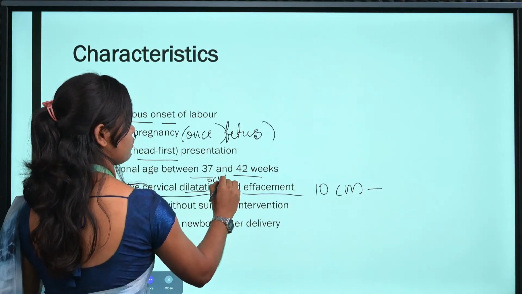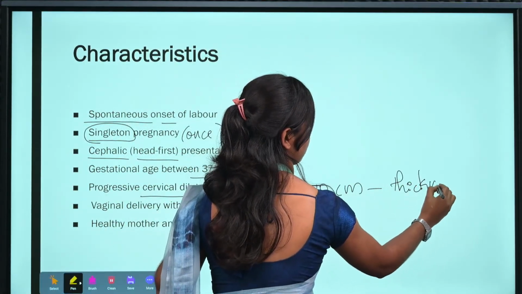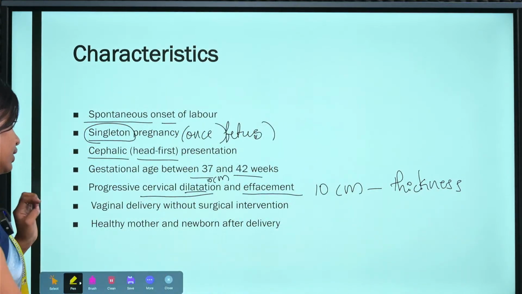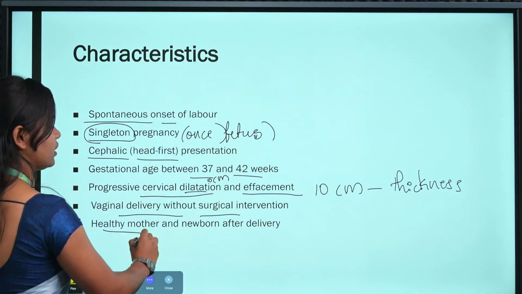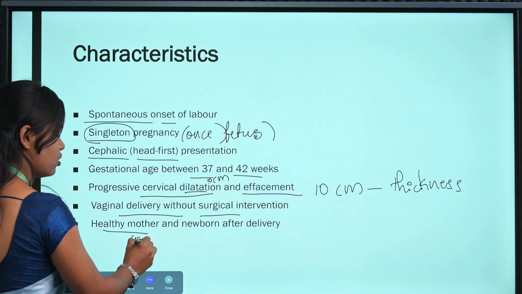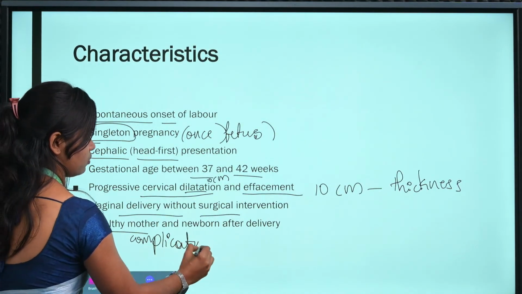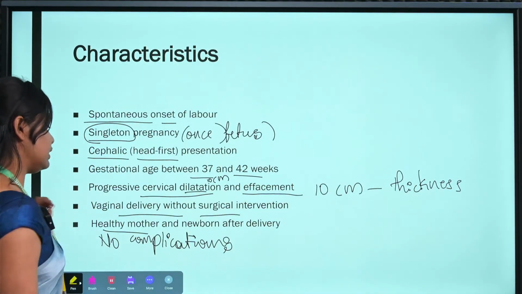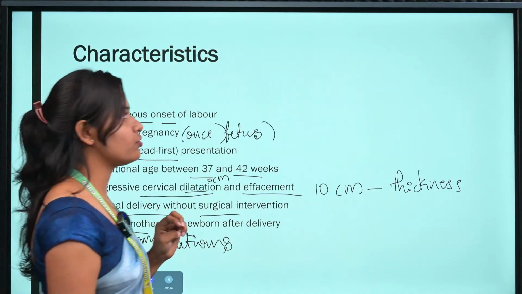Then the thickness of the cervix should be reduced in the normal labor. Next, vaginal delivery without any surgical intervention. Then a healthy mother, with no complication for the mother and for the newborn also. So a healthy mother and newborn should be delivered. Those are all the characteristics of normal labor.